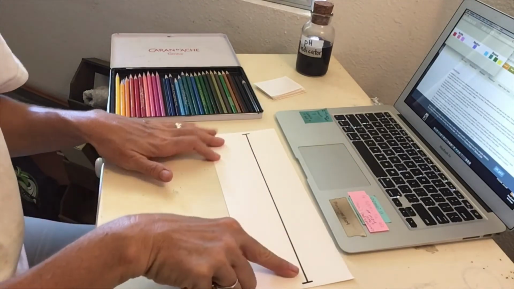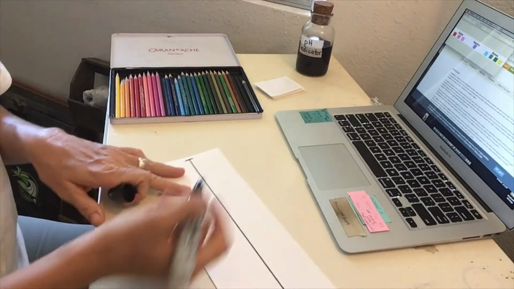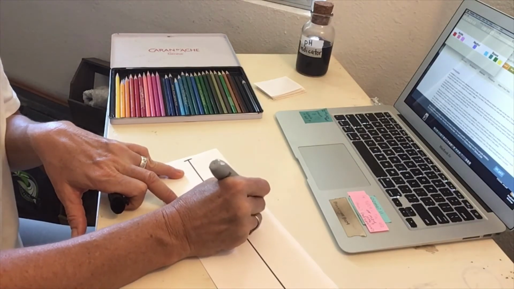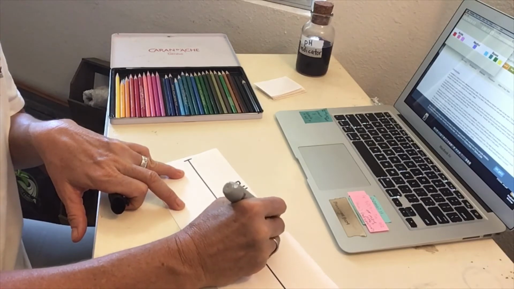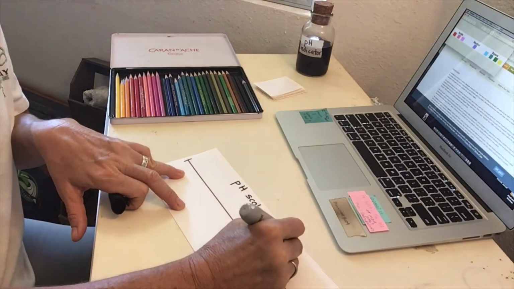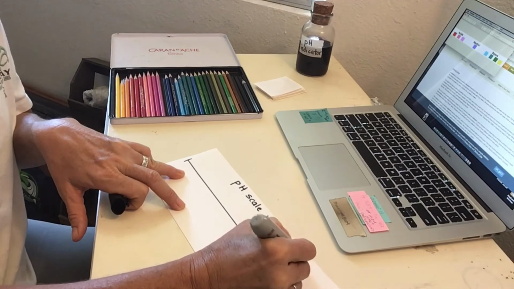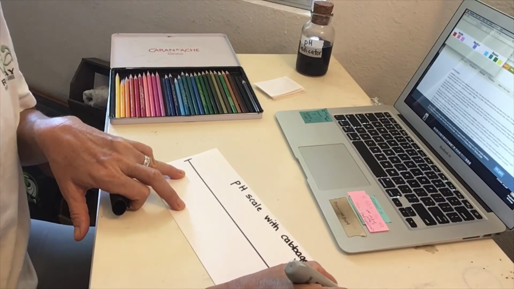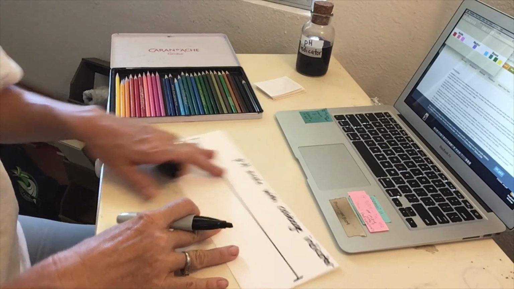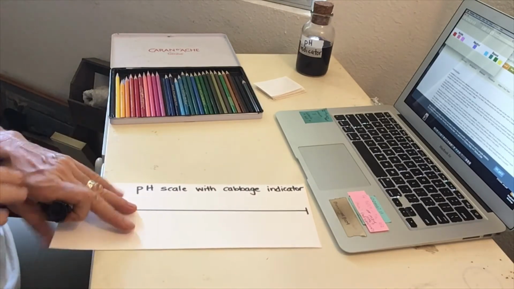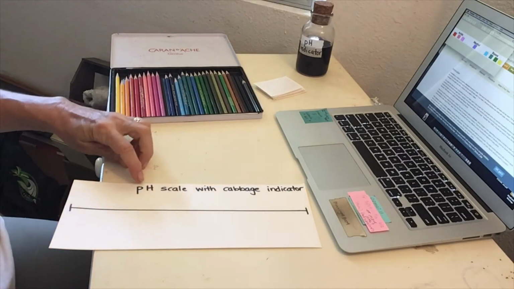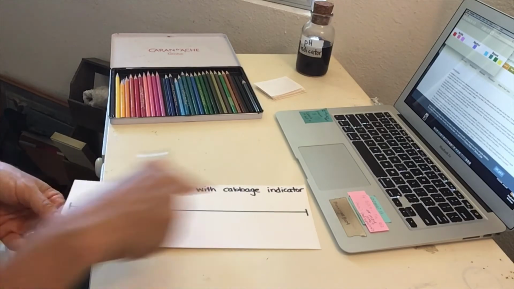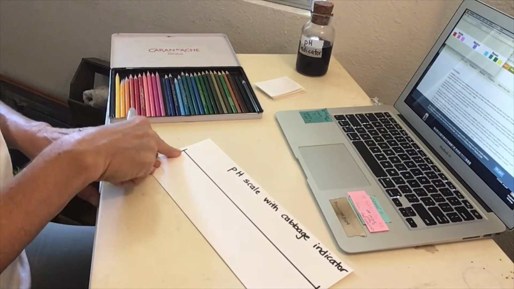So I've made a line here to show the pH, and so I'm going to label the top of this pH scale with cabbage indicator. Oh, I hope I can fit it. Okay. pH scale with cabbage indicator. Let me turn that toward you so you can see that. And that's because this is our scale for the pH values, and our indicator is a cabbage indicator. Now, you can see it's like a number line with one end and another.